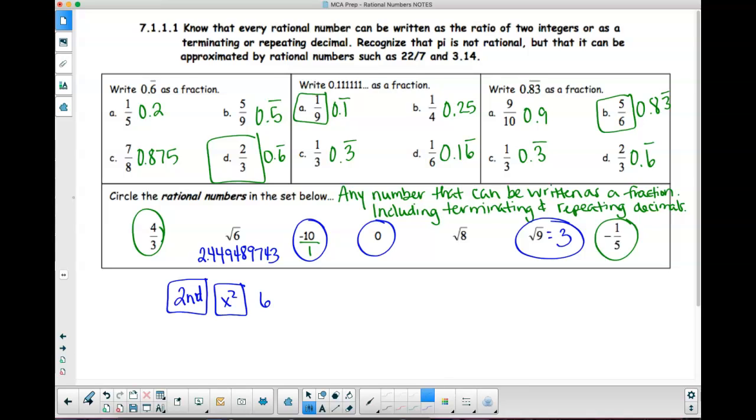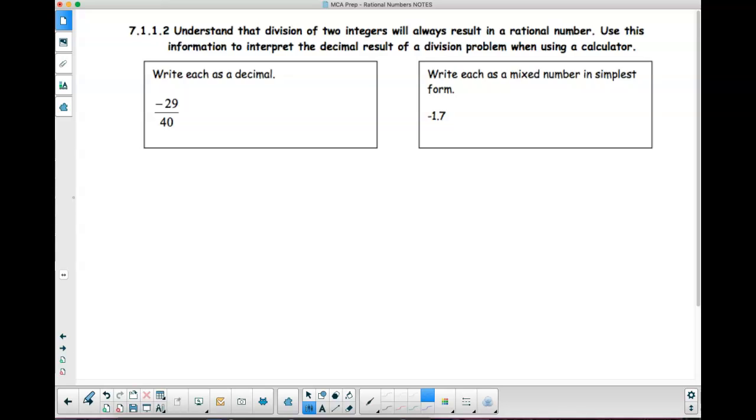Okay, you're going to see some questions like this. Understand that division of two integers will always result in a rational number. If I can take two numbers and divide them, it's rational. And then use this information to interpret the decimal result using a calculator. So writing this as a decimal, you can use your calculator.